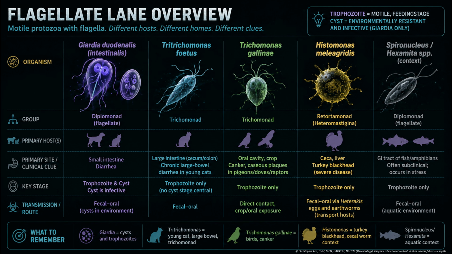Tritrichomonas foetus is the trophozoite focused in the feline large intestine. Trichomonas gallinae is the trophozoite in the oral cavity and crops of birds. Histomonas meleagridis is associated with the turkey, ceca, and liver, and transmission is tied to the Heterakis eggs and sometimes earthworms. Spironucleus and Hexamita infect fish and amphibians, and the practical message is simple. Do not diagnose from the word flagellate. Diagnose from the combination of host, site, stage, transmission pattern, and clinical clue.